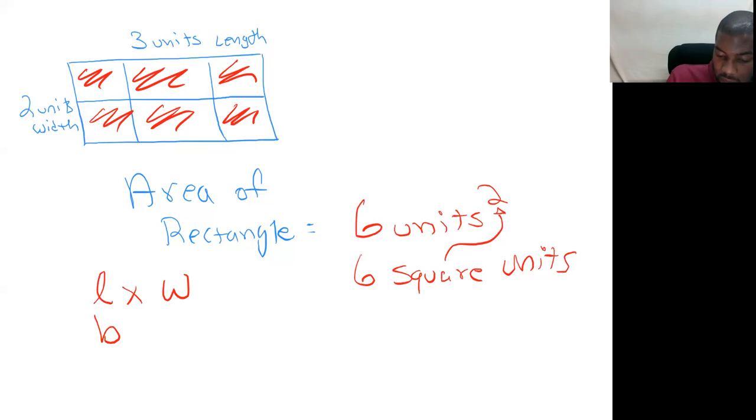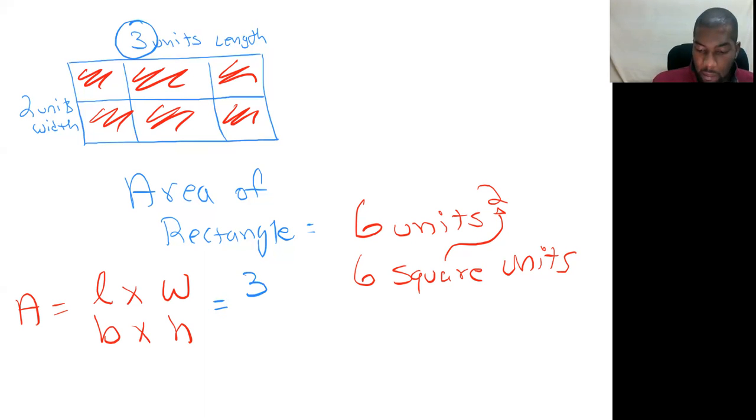Now, another way you could do this is simply by multiplying the length times the width, or the base times the height. That is also acceptable for area. A means area. So the area is the length times the width. So let's see. What is the length? The length is 3 right here, multiplied by the width, which is 2 units right there. So 3 times 2 is 6.